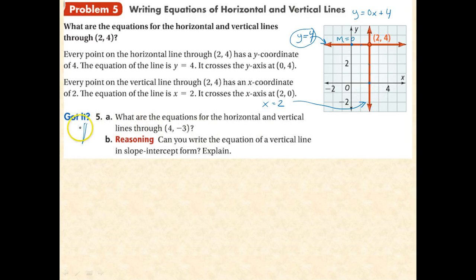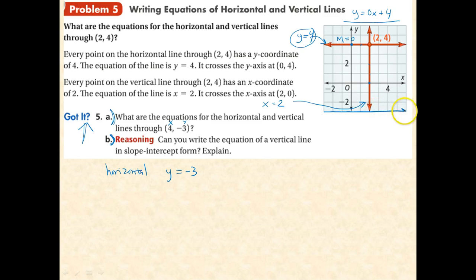So, see if you can figure out the equations for these lines. We kind of already talked about B up here, didn't we? So for A, if it's going through the point 4, 3, this is the x value, this is the y value. The equation for the horizontal line is going to be y equals negative 3, because that's going to go right here.